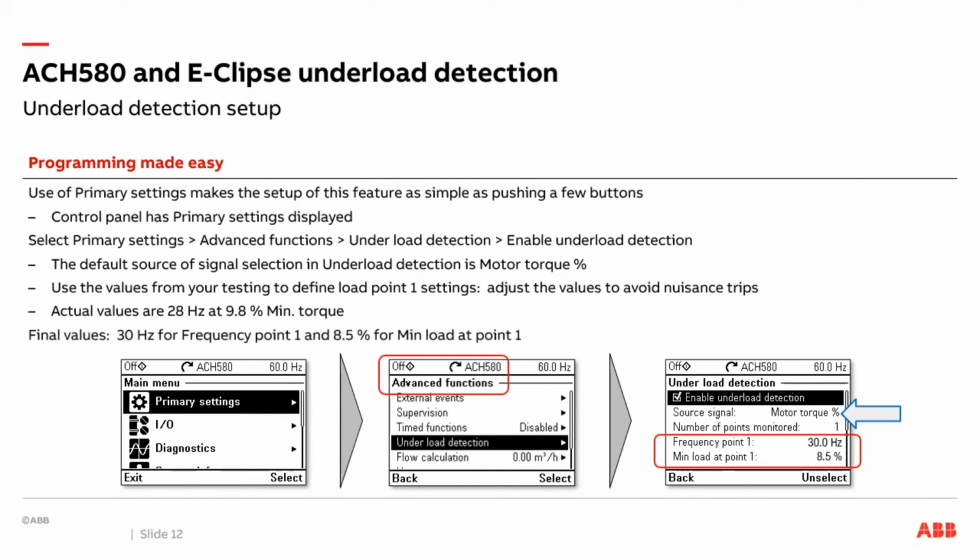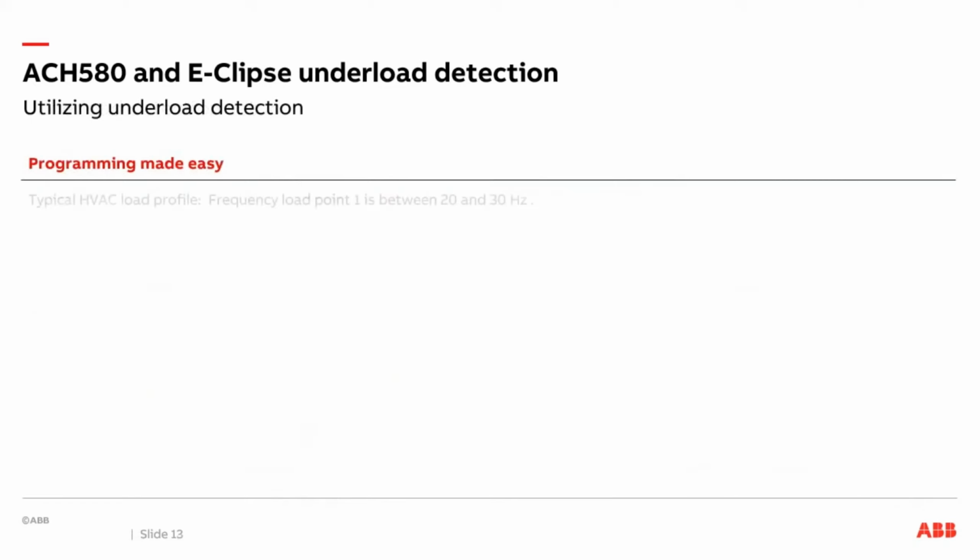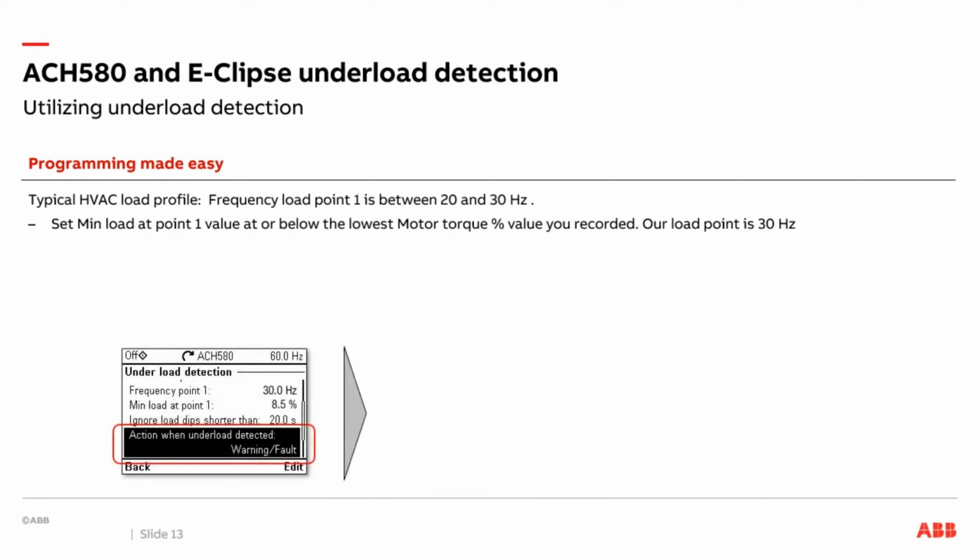In most HVAC applications, the min torque value for frequency load point 1 falls between 20 and 30 Hz. Our load point is 30 Hz. However, we still need to decide what to do with that information.